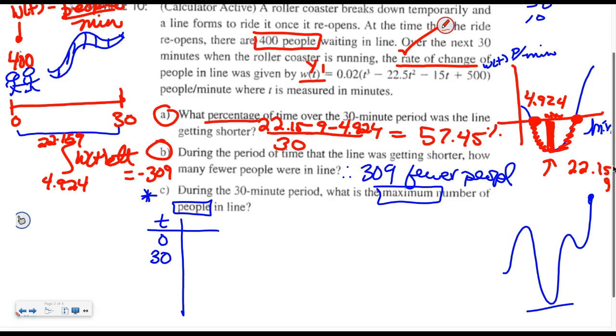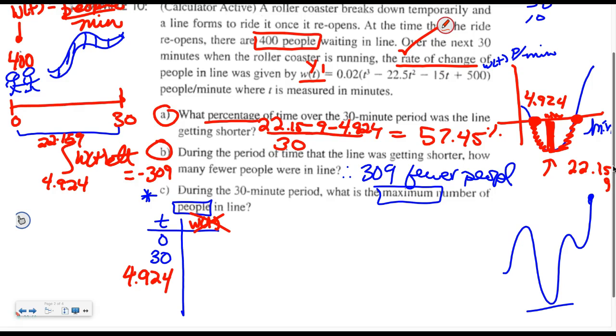We just said they lost 309 people by then. How could that be a maximum, right? So I really need to, if you put both on a table, you'll be fine. But I really need to only consider that left-hand one. This is where you have to be careful, because I don't plug it into W. Cancel that off. I have to figure out how many people there were at that time.